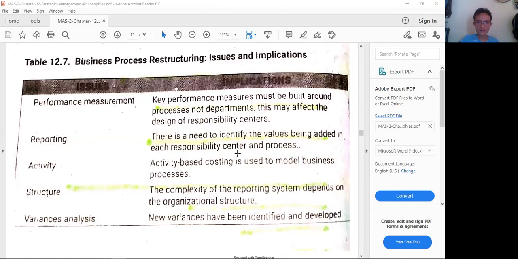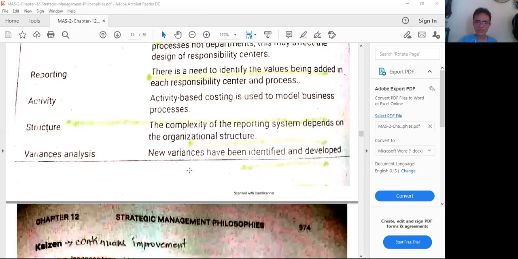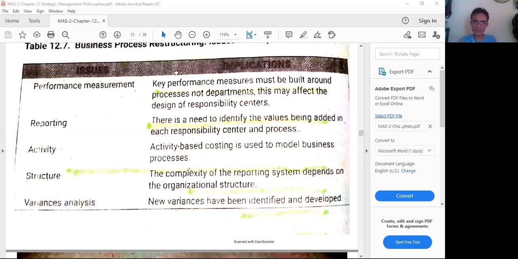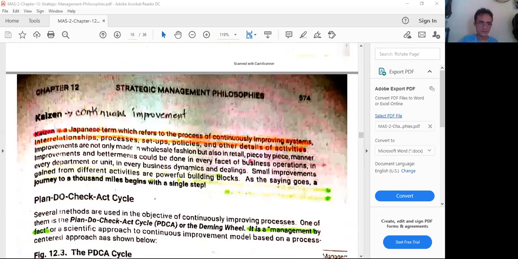Reporting is the value added. Meaning, whenever there is value, that's going to be the basis of the report. Activity is going to be based on the management of activity, and the costing is activity-based. Structure is going to depend on the complexity of the reporting system, and no variances can be obtained. So depending on standard versus actual, there could be some variances that could happen along the way.